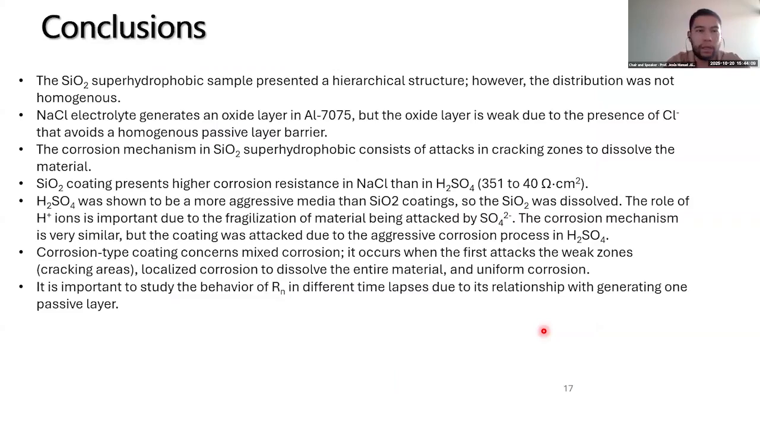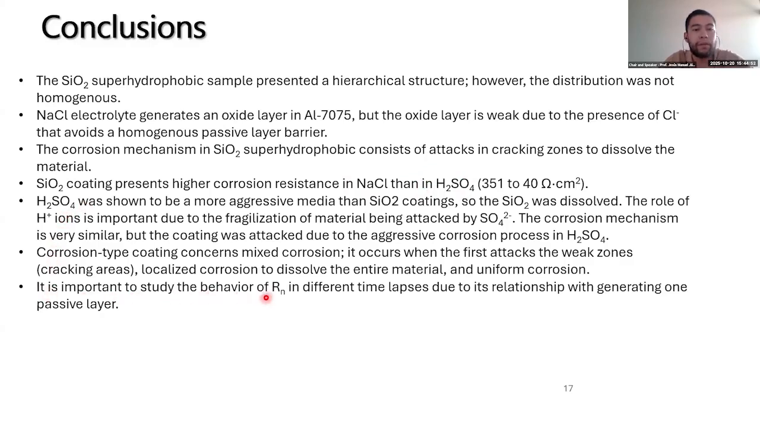Well, as conclusion, the superhydrophobic presents a hierarchical structure. However, the distribution was not completely homogeneous. It usually fails at the crack zones. The sodium chloride electrolyte generates a little oxide layer, but the oxide layer is weak to the presence of the chlorides, and it avoids a homogeneous passive layer barrier. The corrosion mechanism of superhydrophobics consists in attacking cracked zones, dissolving the material, and the coating presents a higher corrosion resistance in sodium chloride than in sulfuric acid.